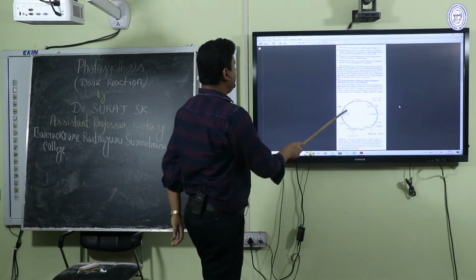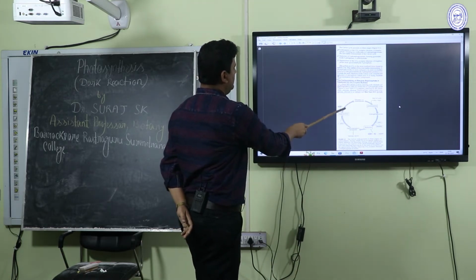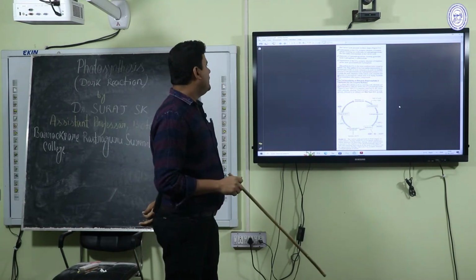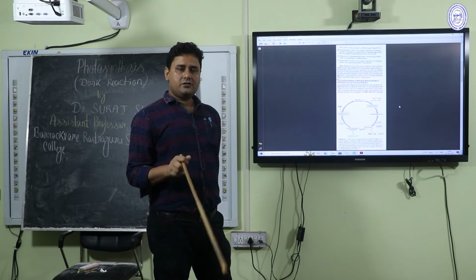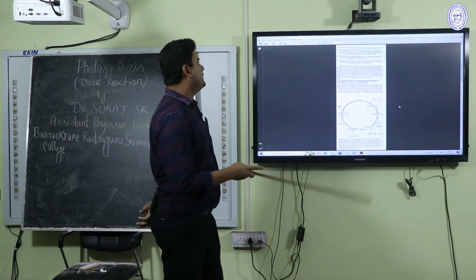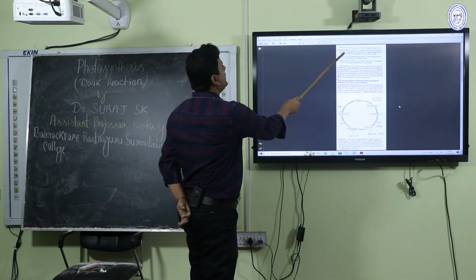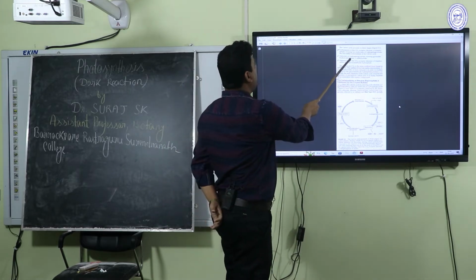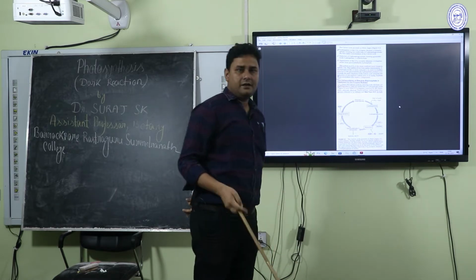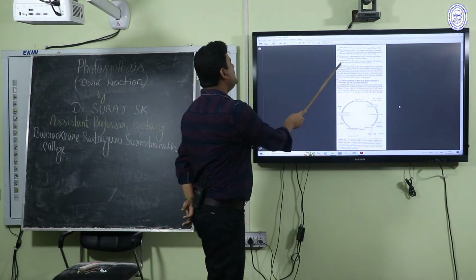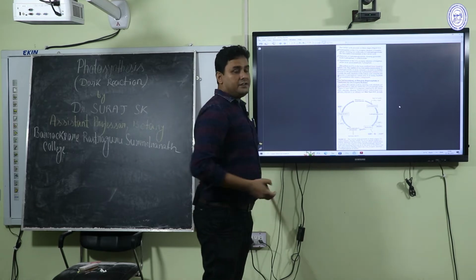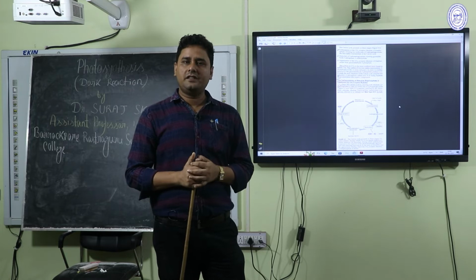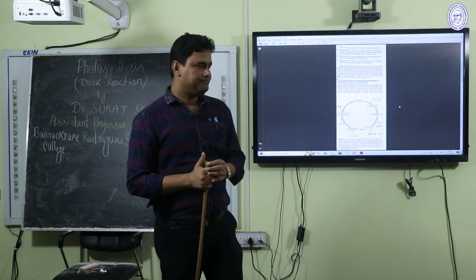Now, what happens during the Calvin cycle? You can see here all the reactions of the Calvin cycle. Actually, it has 3 phases. First one is carboxylation of CO2, second is reduction of 3-phosphoglycerate, and third is regeneration of the CO2 acceptor RuBP. RuBP is ribulose bisphosphate.